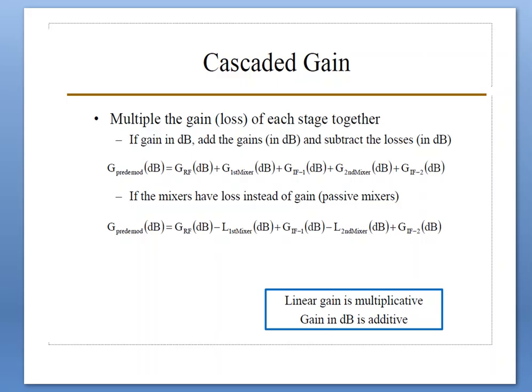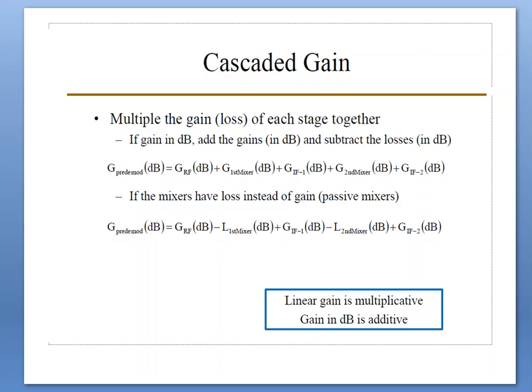If a particular mixer has a loss instead of gain, the overall gain can be expressed as the gain generated by the RF, minus the loss in the first mixer in dB, plus the gain in the first IF stage, minus the loss in the second mixer, plus the gain in the second IF stage. So if a particular gain is adding, we move on with the summation process. If there are losses in the down conversion session, we subtract the losses. Linear gain is multiplication, gain in dB is additive.